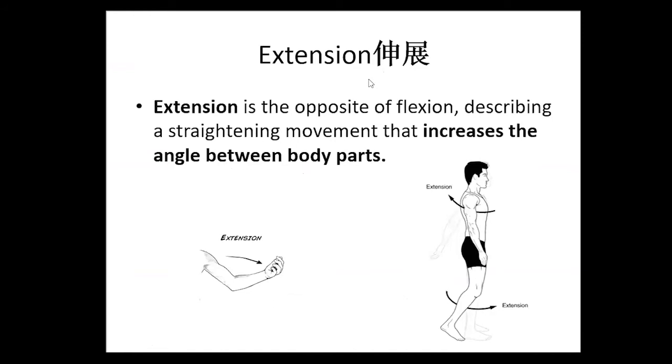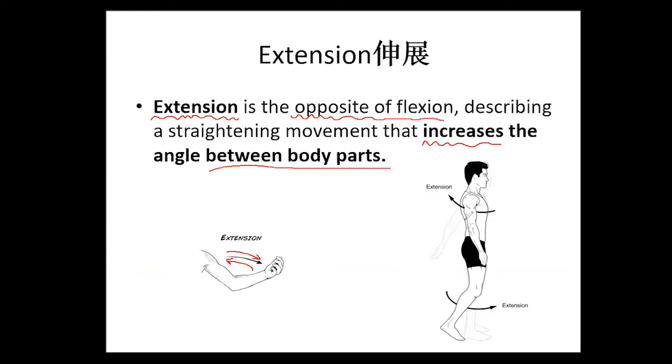And the opposite way, that's the pair kind of movement. The opposite we call extension. Extension is opposite to flexion. Flexion decreases the angle, and extension increases the angle between the body parts. So if we do flexion first and then move back, that means extension.